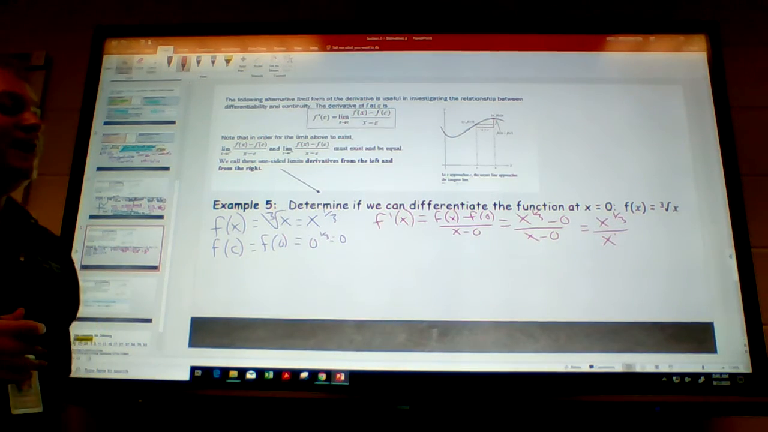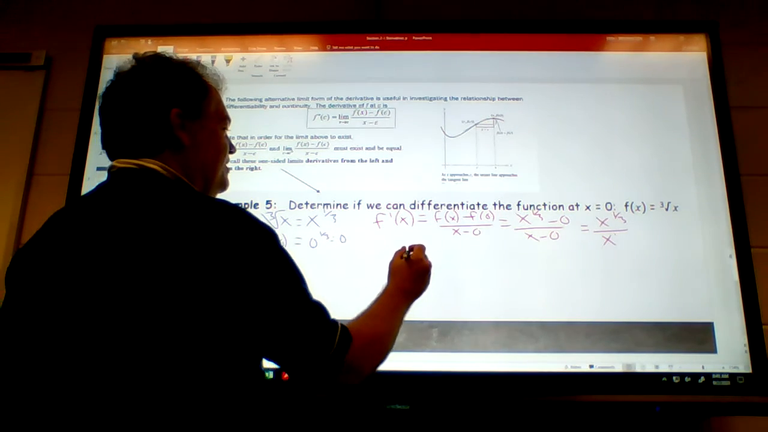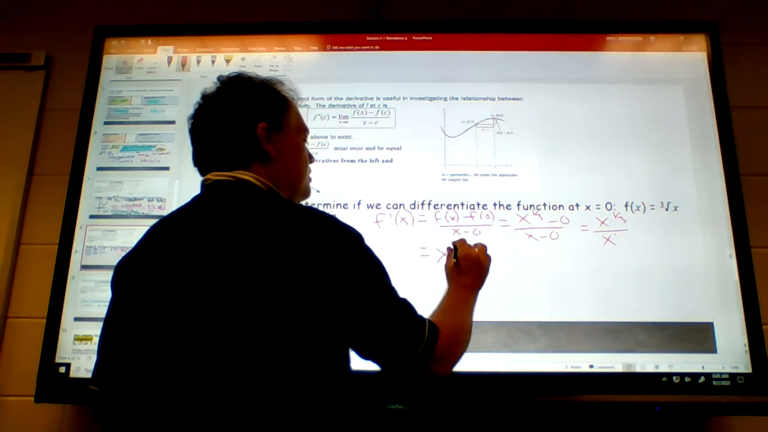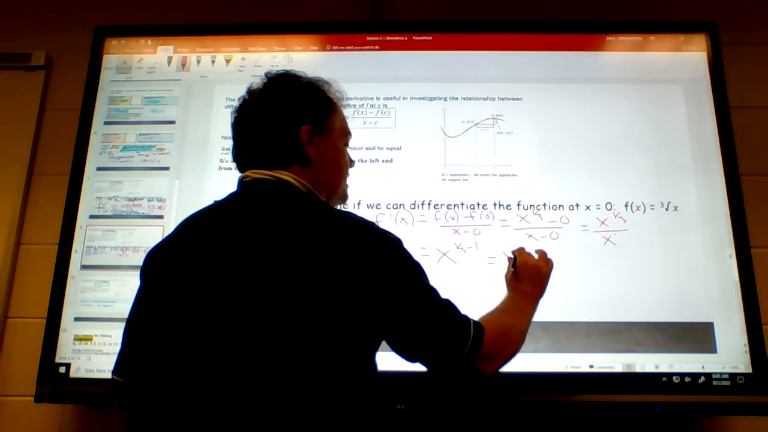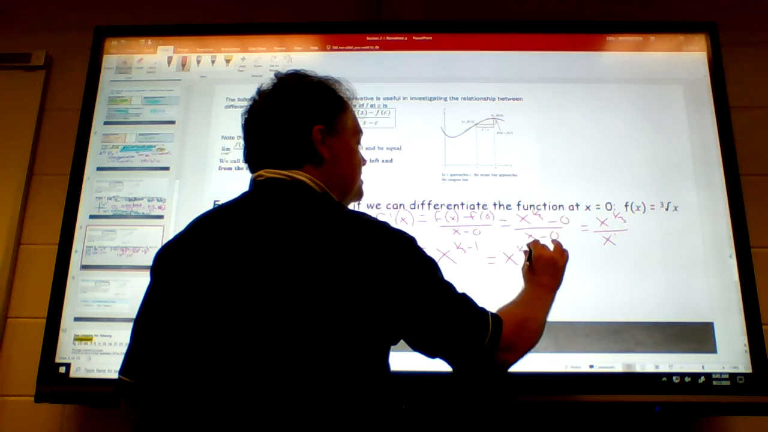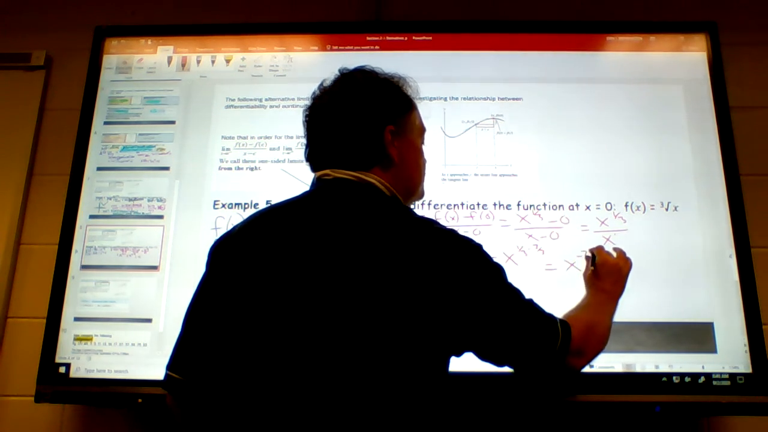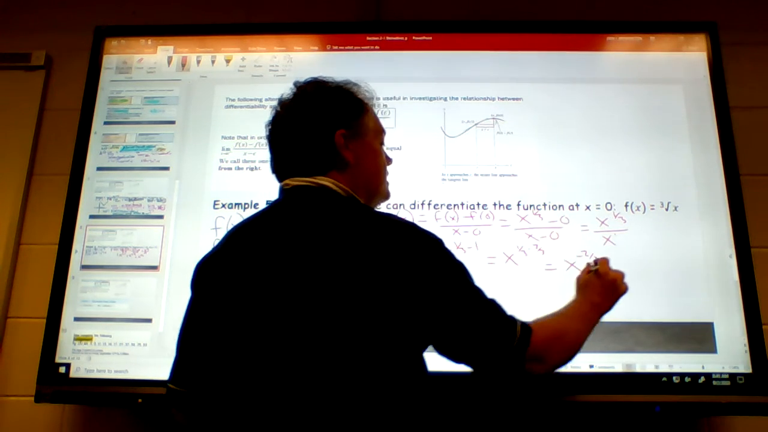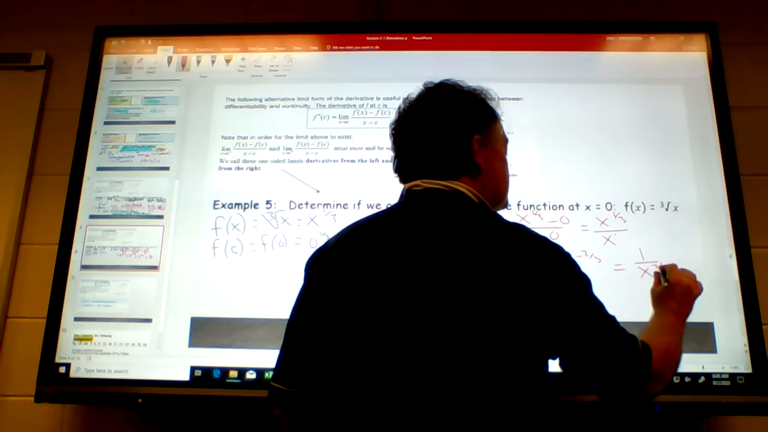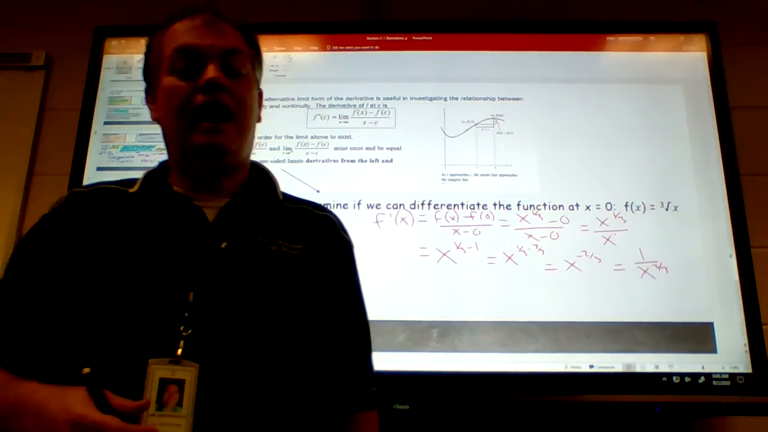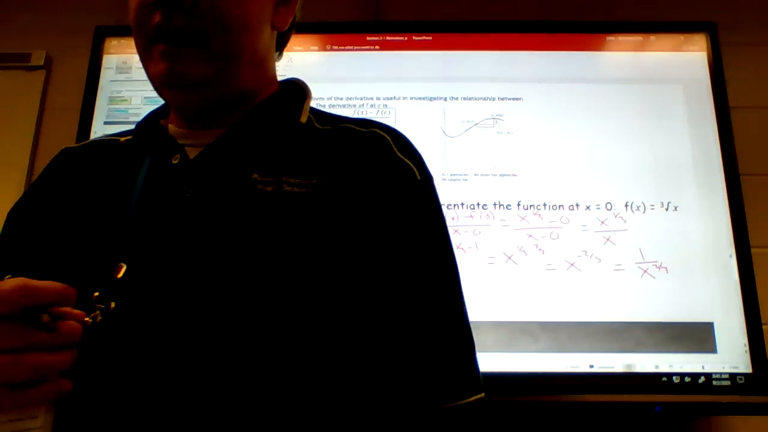Now, if you remember from algebra and even pre-calculus, to simplify that, you take 1/3 minus 1, which is 1/3 minus 3/3, which is x to the negative 2/3. Or you can say 1 over x to the 2/3. I don't care what method you use, but you can use that as well.